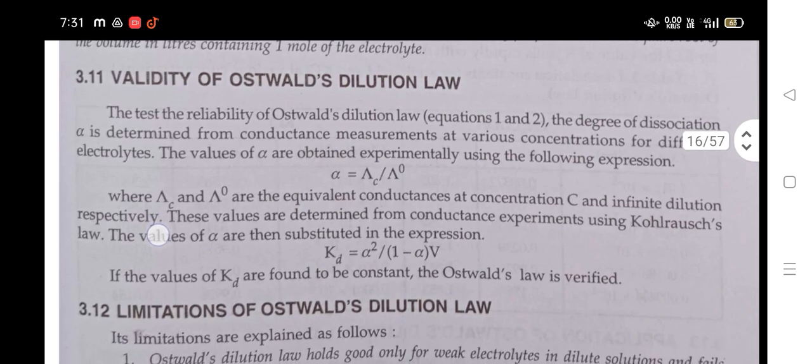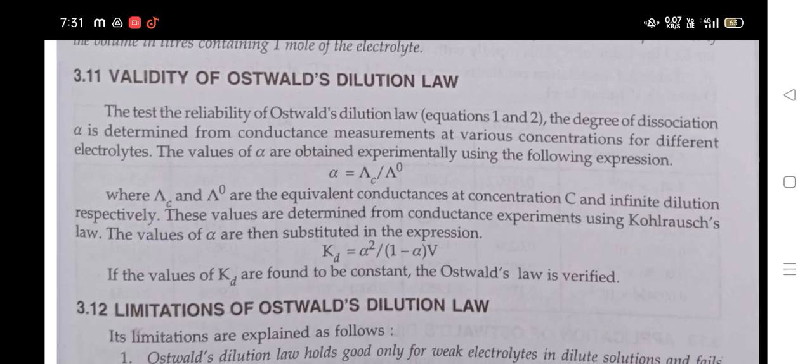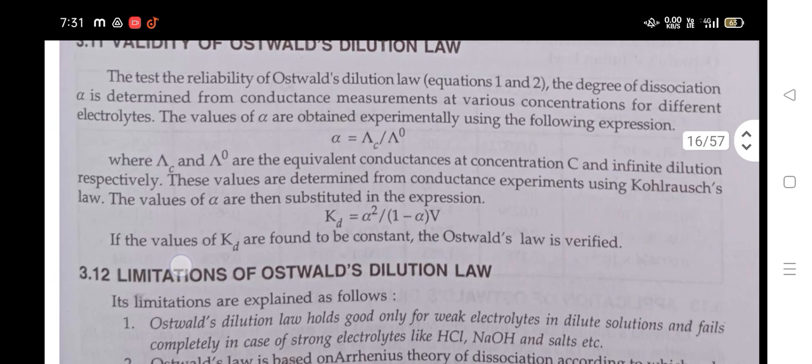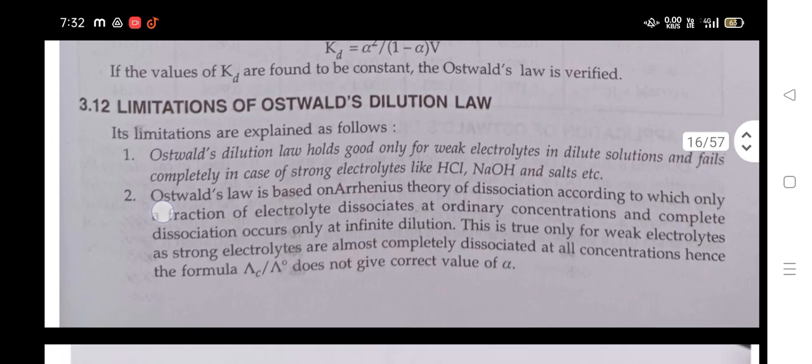Validity of Ostwald dilution law. To test the reliability of Ostwald dilution law, the degree of dissociation is determined from conductance measurements at various concentrations for different electrolytes. The values of alpha are obtained experimentally using the expression alpha = lambda C by lambda naught, where lambda C and lambda naught are the equivalent conductances at concentration C and infinite dilution respectively. These values are determined from conductance experiments using Kohlrausch's law. The values of alpha are then substituted in the expression Kd = alpha squared divided by (1 minus alpha) into V. If the values of Kd are found to be constant, the Ostwald law is verified.